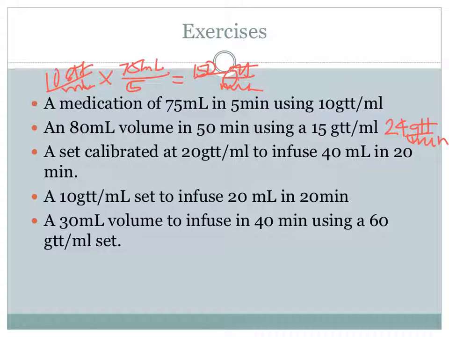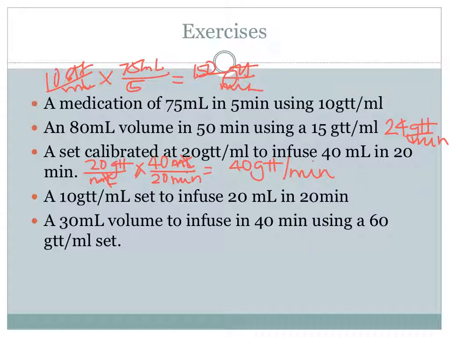For the third one, you have a 20 drop per mL set, and you're infusing 40 mL in 20 minutes. So 20 drops per mL times 40 mL over 20 minutes. Cancel out your mL, and you should get the rate of 40 drops per minute.